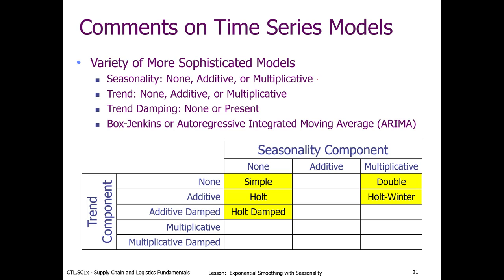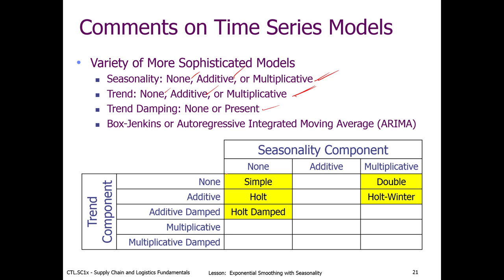So we looked at seasonality. You can have a model that has no seasonality, additive seasonality, or multiplicative seasonality. You can think of the same thing for the trend. You can have no trend if you assume that in the model. You can have additive trend or multiplicative trend. You can have dampening of trends. It can be there or not. Remember, that's where the trend tapers out over time.